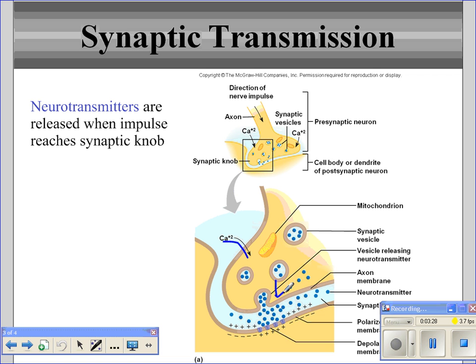That calcium that comes in causes those synaptic vesicles to fuse with the cell membrane of the presynaptic neuron, dump that neurotransmitter into this synaptic cleft or gap, and then that neurotransmitter diffuses from an area of high concentration to low concentration, touching a receptor, and then generating a new electrical nerve impulse, carrying that electrical impulse onto either a nerve or a muscle, so we can have a muscle contraction, or some other gland or cell.